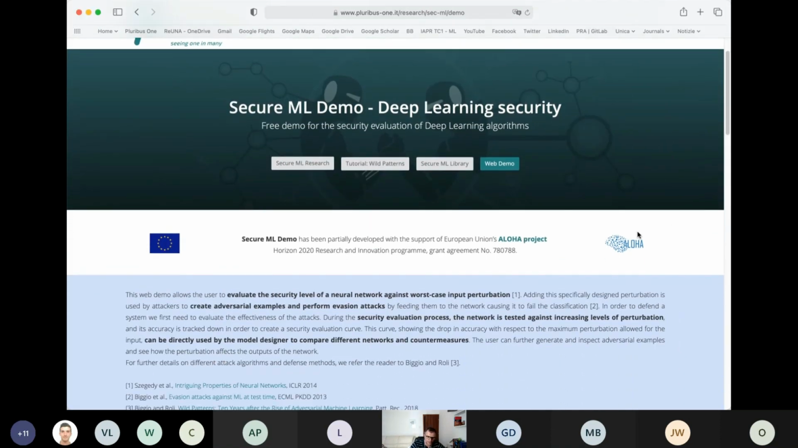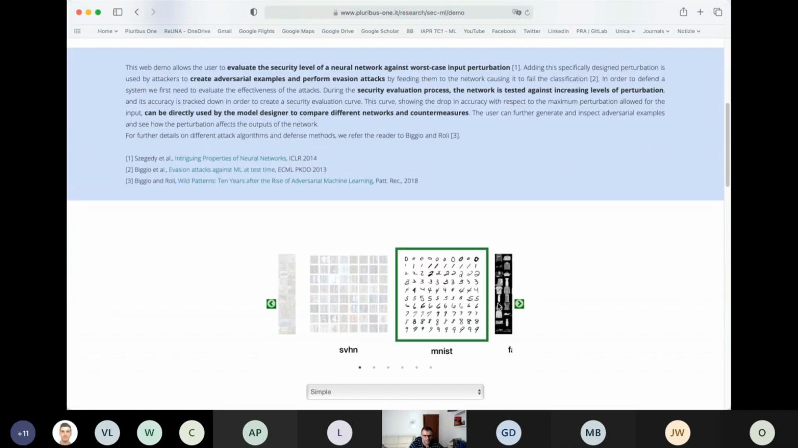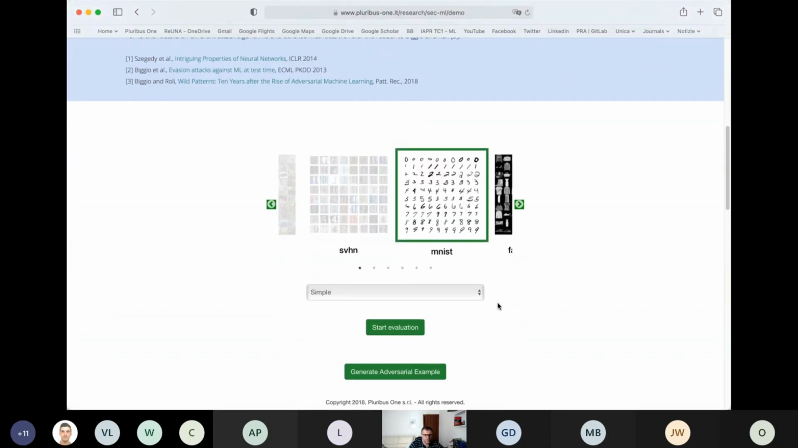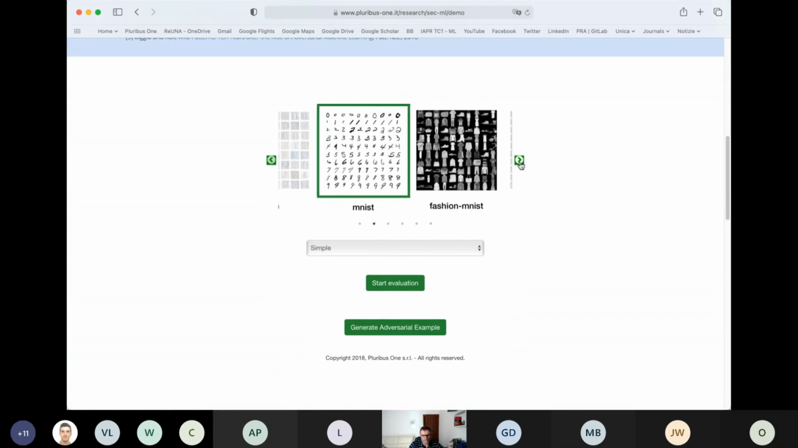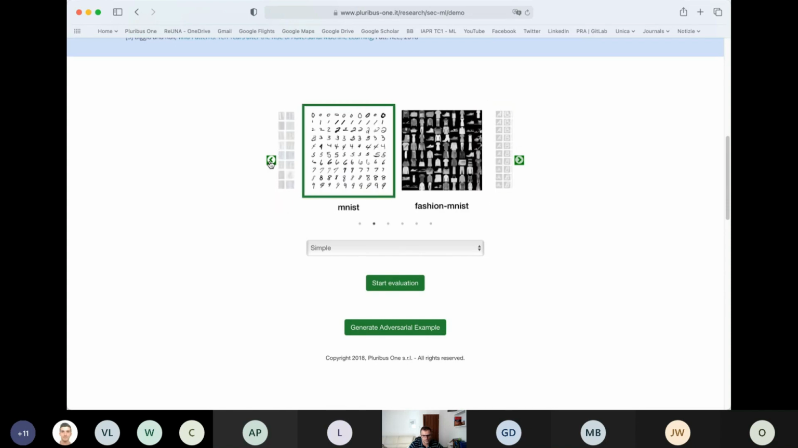And this was developed in the context of this European project named Aloha, which is going to finish next week, hopefully. So here you have the actual demo. You can pick some datasets among the most known and used benchmarks. Right now we just support MNIST and Fashion MNIST as datasets, and two simple models. One is a simple neural net, the other one is the LeNet network proposed by Yann LeCun. So for instance, let's take this one and start the evaluation.